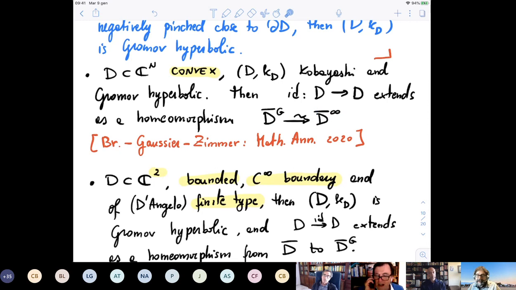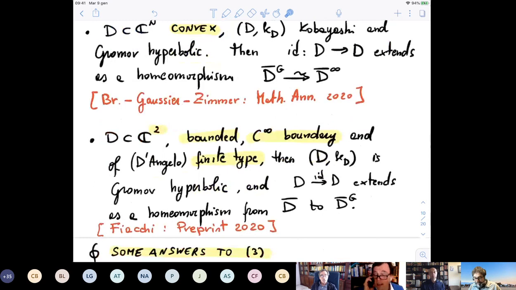And I want to mention a very recent result by Matteo Fiacchi, one of my PhD students from Tor Vergata, who proved that if you have in C2 a bounded C-infinity smooth finite type domain, with no convexity assumption, then it is Gromov hyperbolic and the identity extends as a homeomorphism. So in C2, the convexity assumption can be dropped. In higher dimension, we don't know.